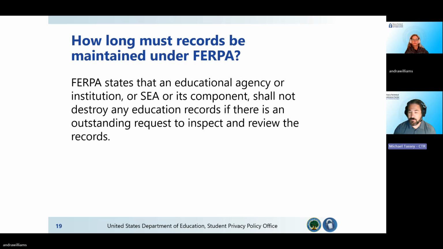It is important to remember, however, that FERPA is not the only law that likely applies to much of this data. There may be other laws at the state or local level which require the retention of certain types of these data. So it's important to know at your state and at your local level what those requirements are.